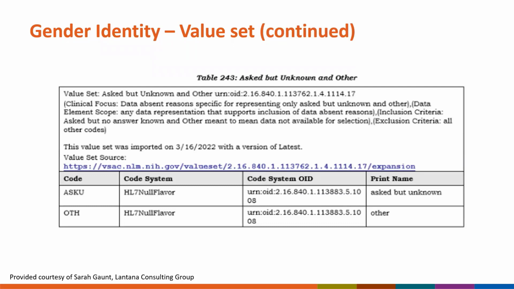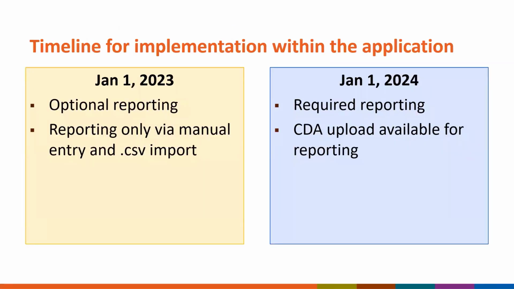And this last slide shows that for the gender identity, there are two null flavors, asked but unknown and other. Next slide, please. The timeline for implementation of these two variables: it will be optional for reporting starting January 1 of 2023, by manual entry and CSV import.